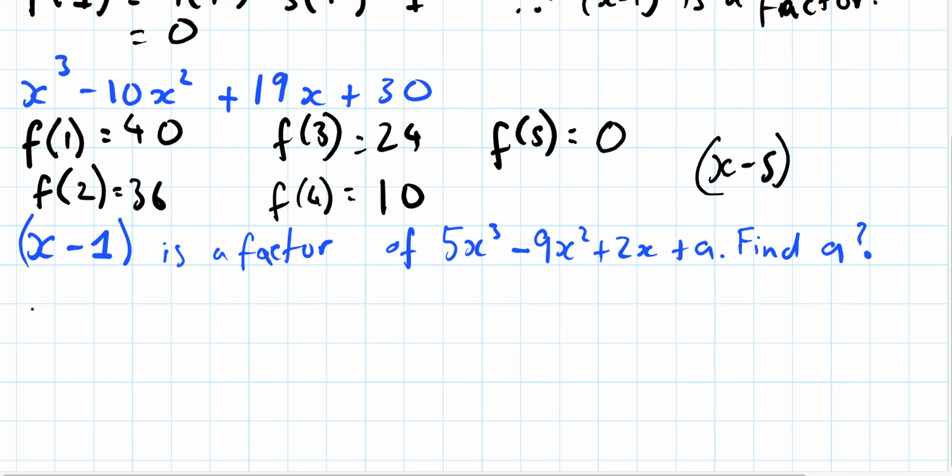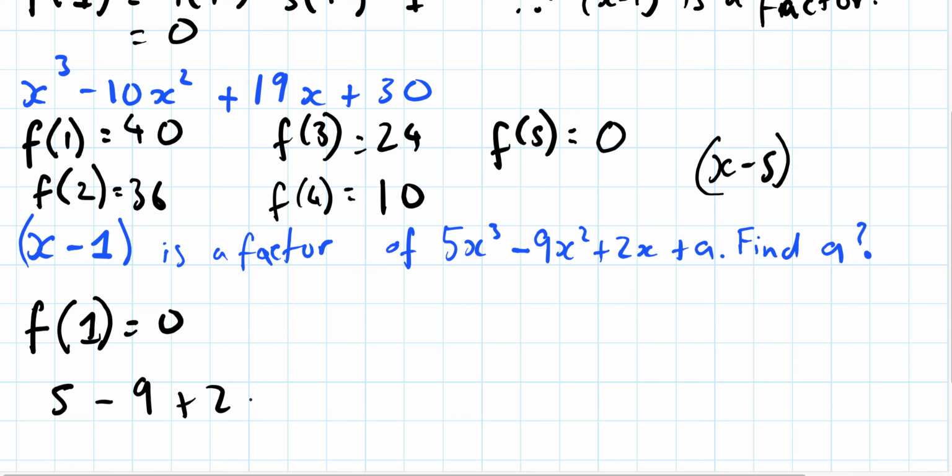So here we know that f(1) will equal 0. Therefore, if you substitute in, 5 times 1 cubed minus 9 times 1 squared, add 2 times 1, add 8 equals 0. Collect the like terms and then rearrange it. So 5 minus 9 equals minus 4, add 2, so that is minus 2, plus 8 equals 0. Therefore a equals 2.